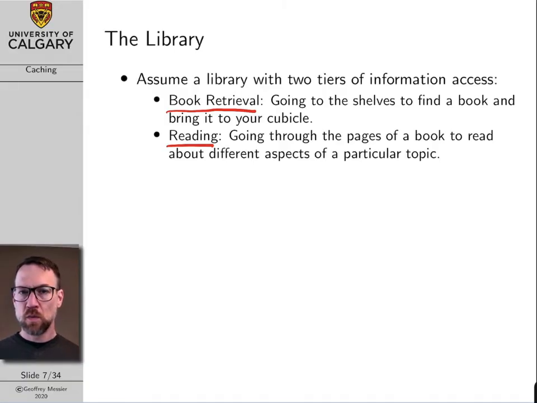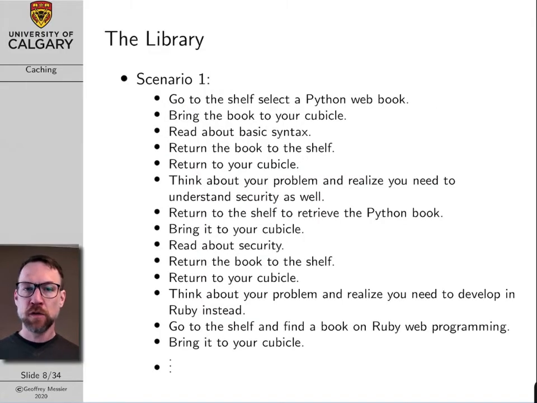And so what we're going to do now is consider two scenarios that will give us some insight into how we want to manage memory and information flow within a computer. Let's assume that you're interested in doing some web development and you're thinking about using Python as your programming language of choice. In scenario one, we have a whole sequence of events.